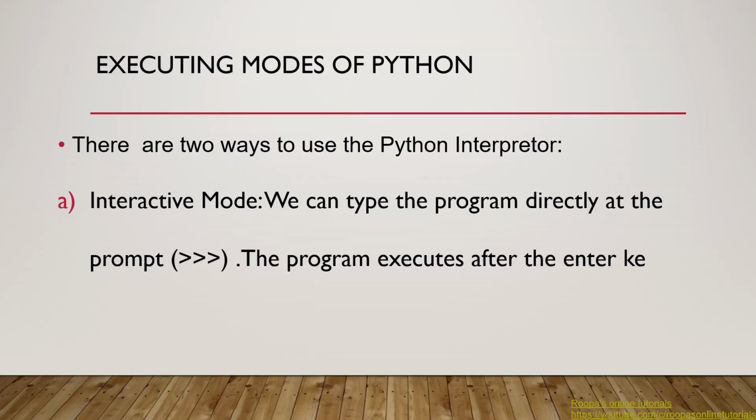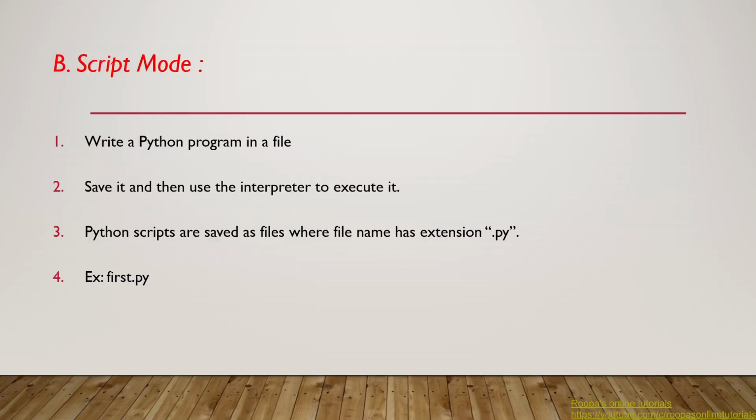So you can see here, there are two ways to use the Python interpreter. Interactive mode, we can type the program directly at the prompt. The program executes after we press the enter key. The next type is called the script mode. Here we write a program in a file, save it, and then use the interpreter to execute it. Python scripts are saved as files with the extension .py.